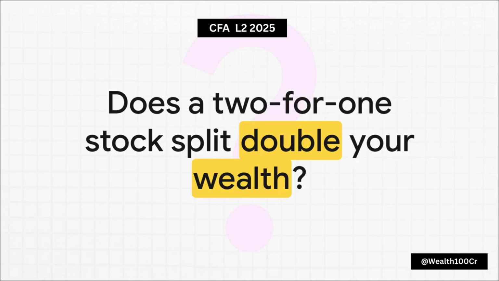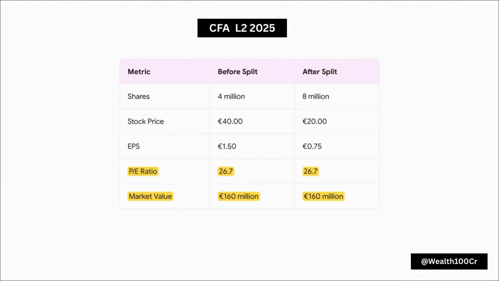Well, let's not get ahead of ourselves. Let's look at the numbers. And this table makes it crystal clear. The answer is a big no. A stock split is purely cosmetic. It's like cutting a pizza into more slices. You have more pieces, but you don't have more pizza. You get twice the shares, but the price per share is cut in half, and so is the earnings per share. The key takeaway for the exam is that the total market value of your shares is exactly the same. And just as important, look at that PE ratio. It's unchanged. Don't fall for that trap.